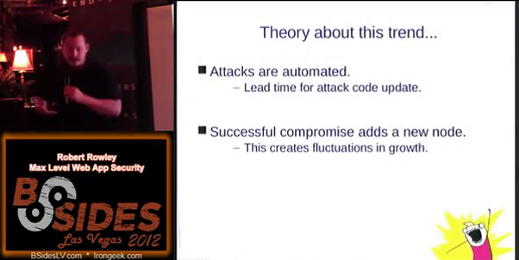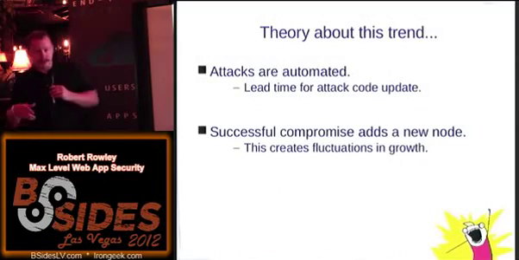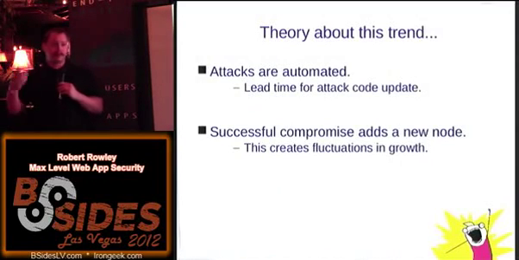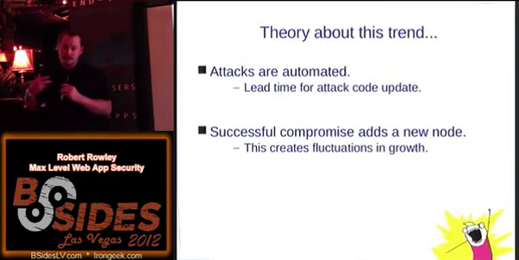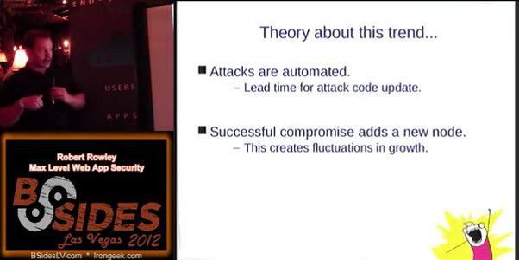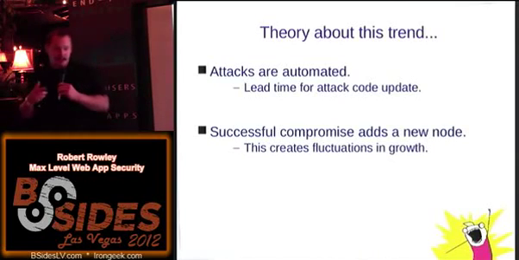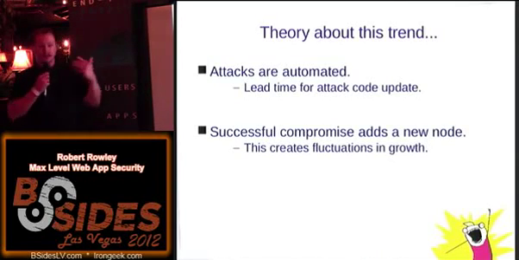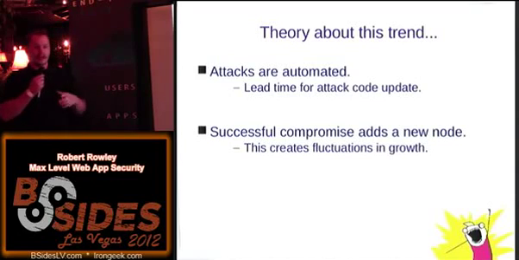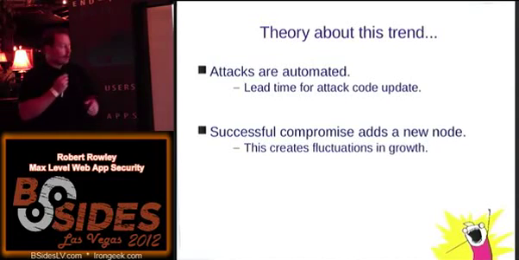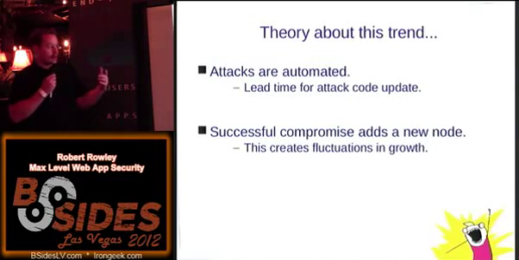So I have a theory about this. Attacks are automated. This is pretty much known. All these web-based attacks are automated scripts that are just going through, scanning, trying new exploits. But if attacks are automated, that means there's code involved, and there's definitely lead time for the attack code to be updated. When the attack code gets updated, that's when puberty hits, and that's when things hit the fan. If you haven't secured your site by that time, you're going to get compromised.